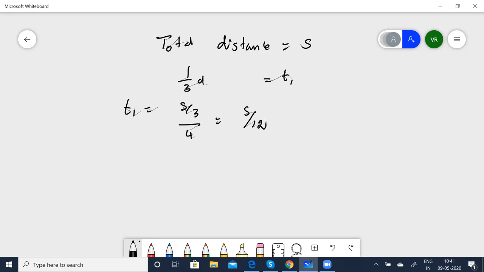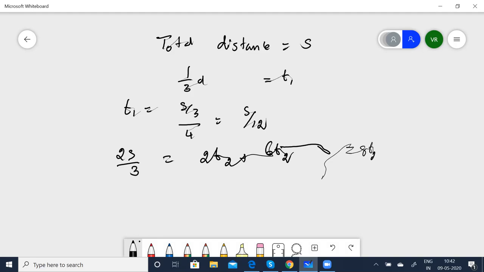Let T2 be the time taken for the next part of the journey. That is, 2S by 3 is equal to 2T2 plus 6T2, which is equal to 8T2. So T2 is equal to S by 12.